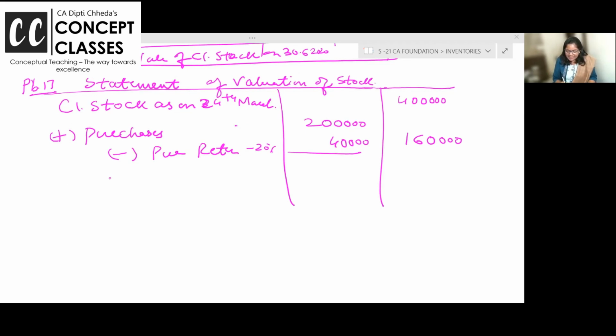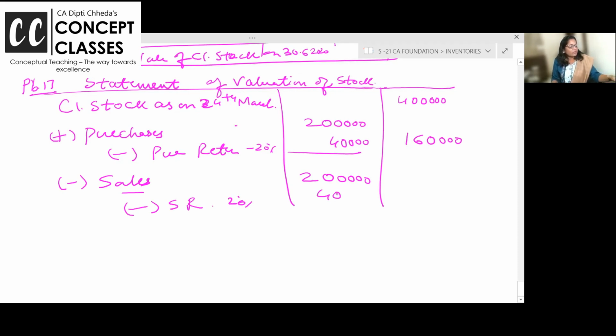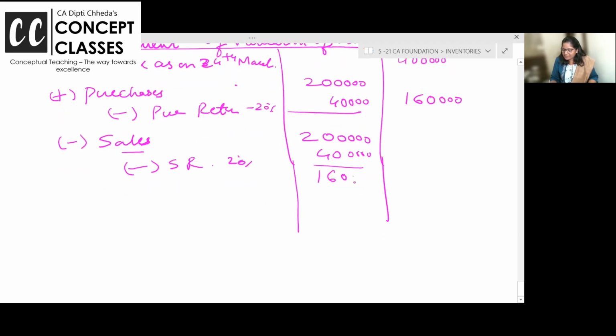Now, let us take the next one. Sales. Okay. How much are the sales? 2 lakh. Out of which 20% were returned. So sales return was 20%, that is 40,000. Okay, right. Now sales minus the sales return is 160.